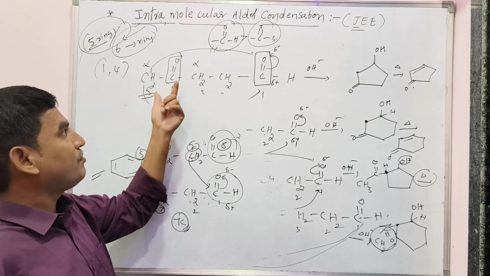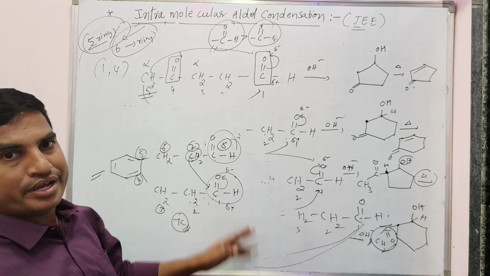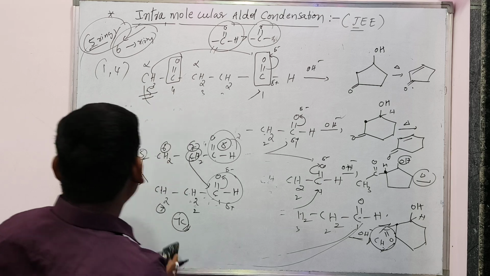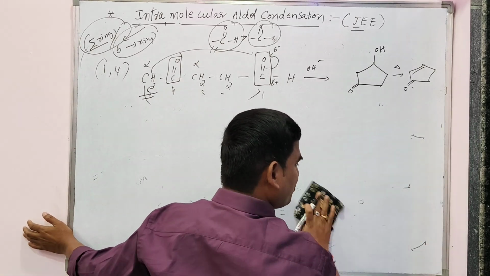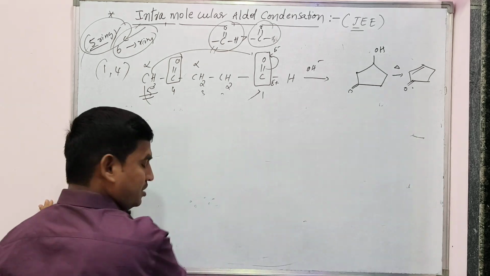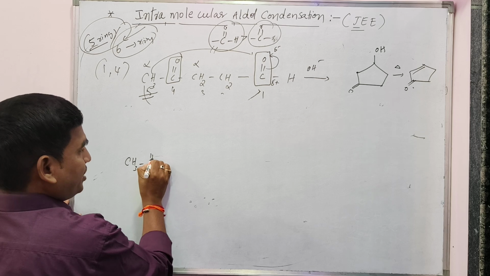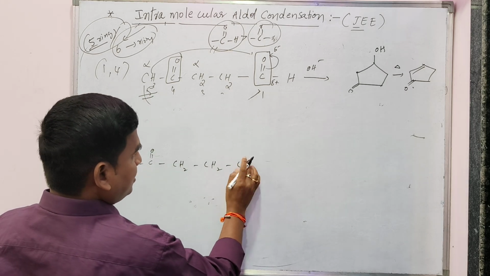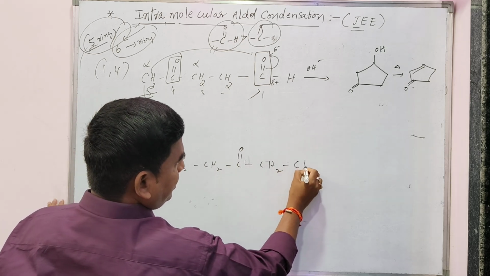So the reagent means the alpha carbon forms a carbanion. This side also forms a carbanion. Right? So one more important case: if you go for unsymmetrical ketones, how many product possibilities are there here? Unsymmetrical ketone means CH3, C double bond O, CH2, CH2, C double bond O, CH2 and CH3.